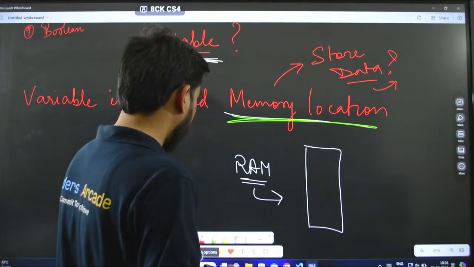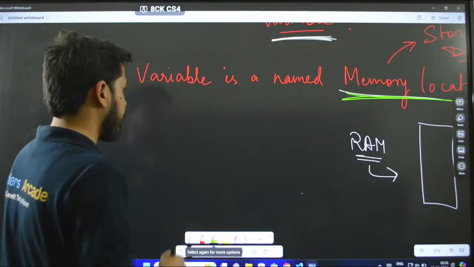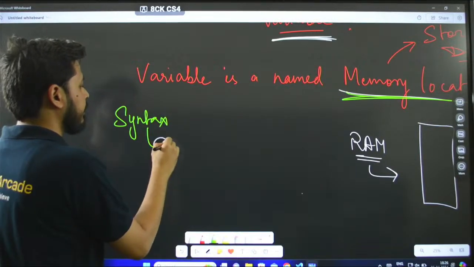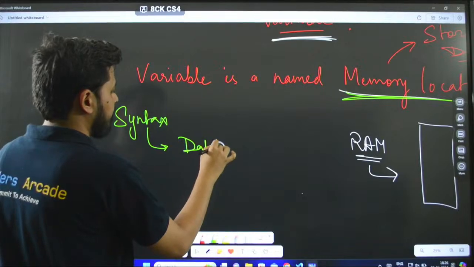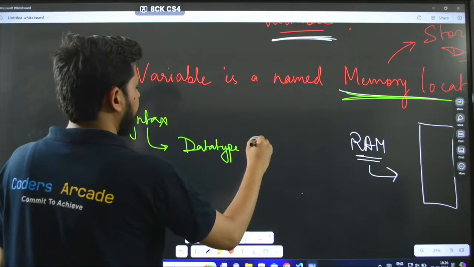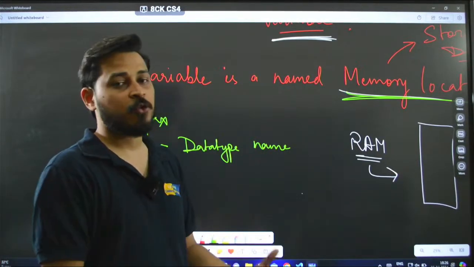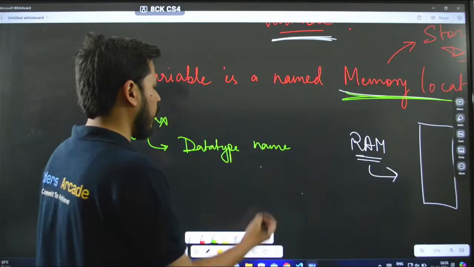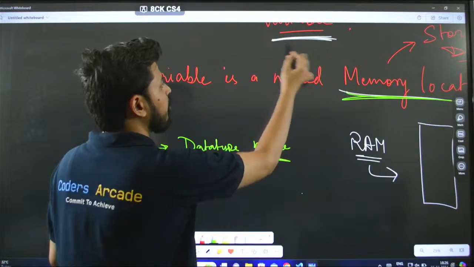Let's talk about the syntax now. Okay, let's talk about the syntax for it. The syntax of writing a variable. First, you write its data type, and then you write its name, or you can say identifier. In terms of programming language, it is identifier, but in this case I am calling it name. So, first you write its data type and then you write the name. Name of what? Name of a variable.